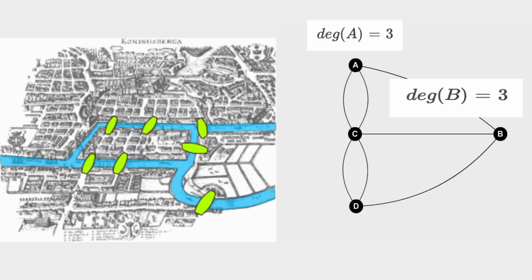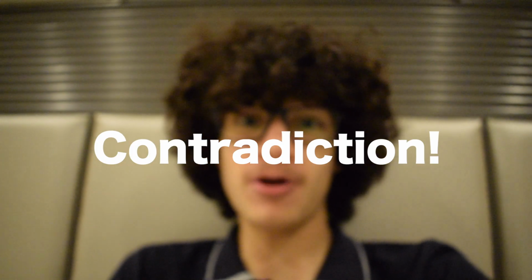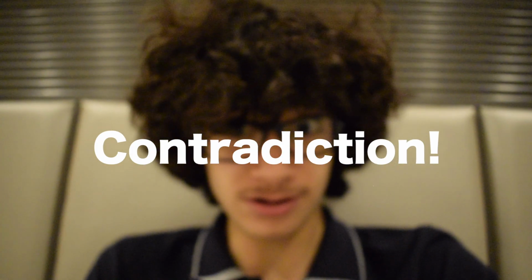If we go back to our graph, we find that every vertex has an odd degree, which does not abide by the cases that make the problem solvable, so it's impossible. That's it, and thank you, Euler.